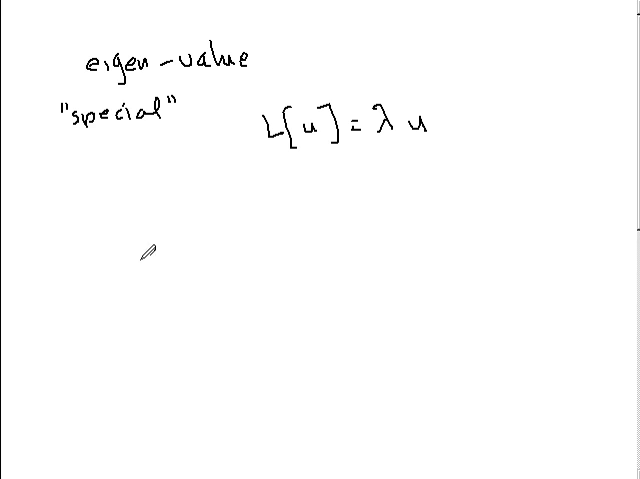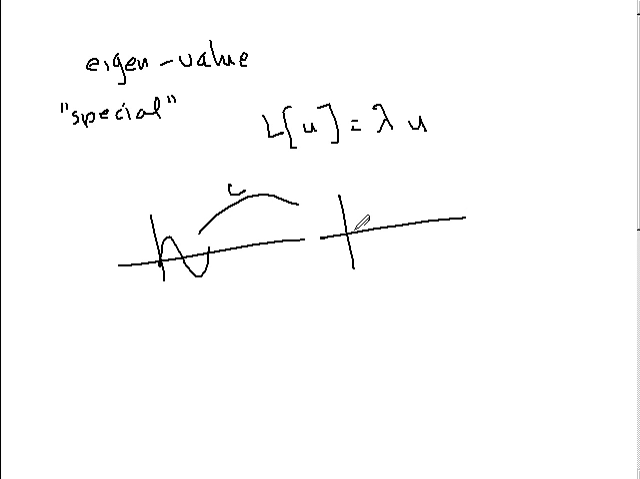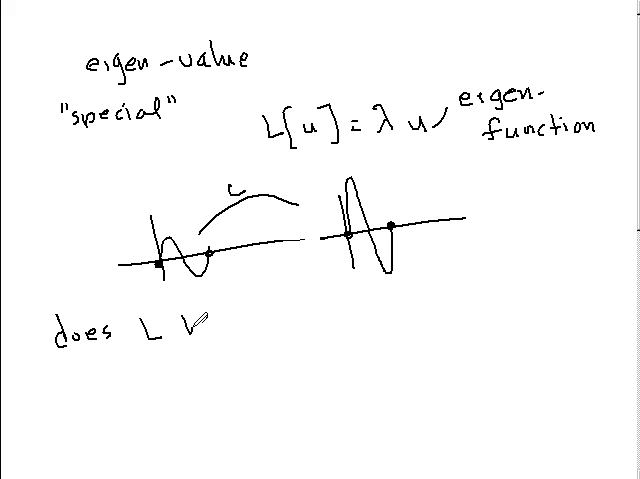If you take L, and suppose you have a function like this, and you map it with L onto another function, if it's just a scalar multiple of the original function, then this is called an eigenvalue, and of course this is called an eigenvector, or in this case, eigenfunction. If it were a matrix, it would be an eigenvector. Okay, so the question is does a linear operator always have an eigenvalue? Does L always have an eigenvalue?